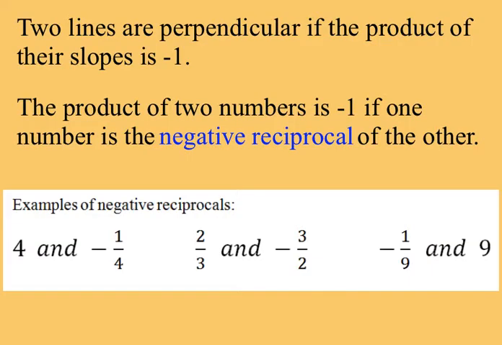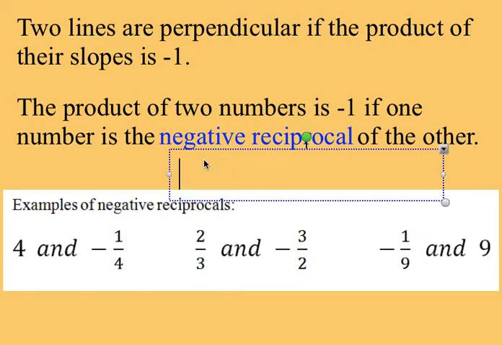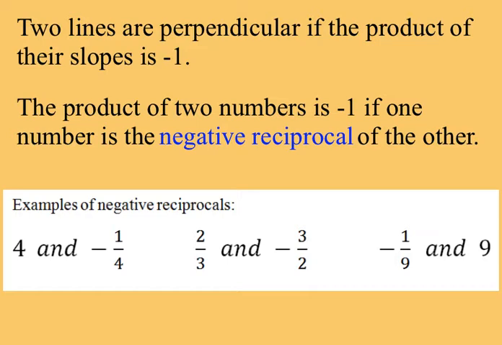So here are some examples of opposite or sometimes called negative reciprocals of one another. When you're dealing with those, you always have to think about, again, changing the sign and flipping a fraction over. So 4 and negative 1/4, 2/3 and negative 3/2, and negative 1/9 and positive 9/1. All of those would have opposite reciprocal or negative reciprocal relationships, meaning that lines with these slopes would be perpendicular.